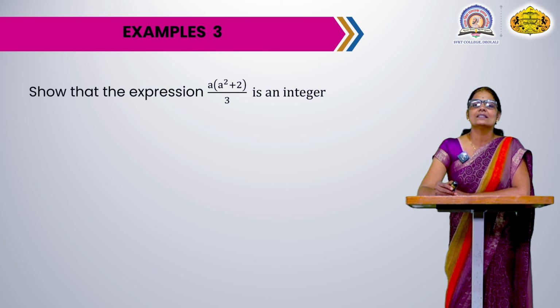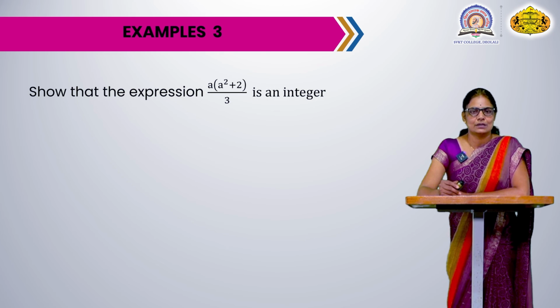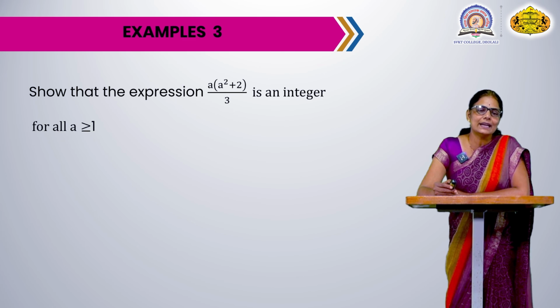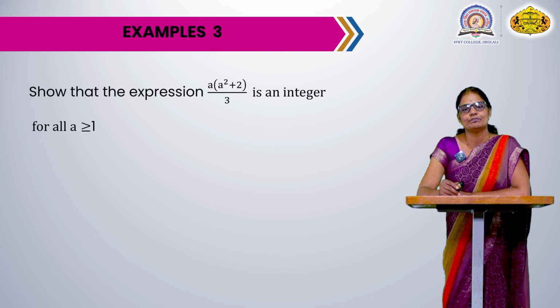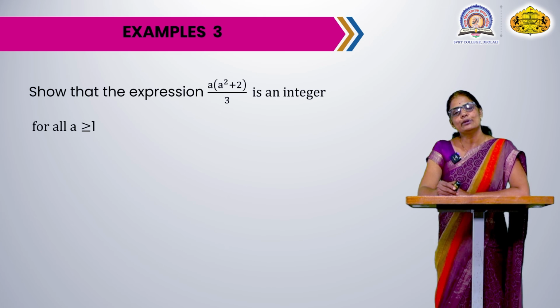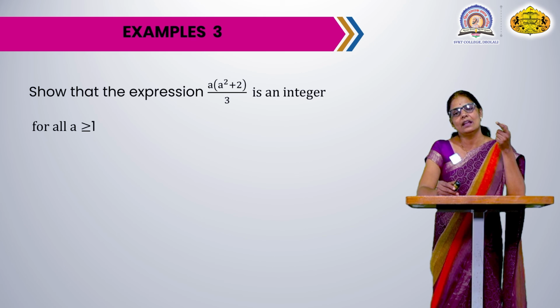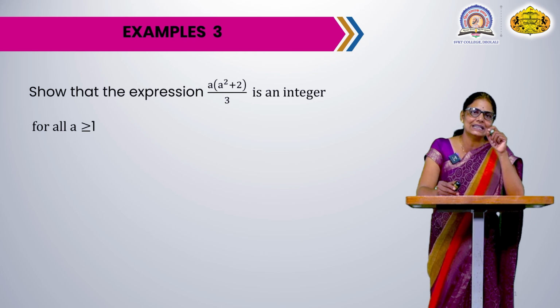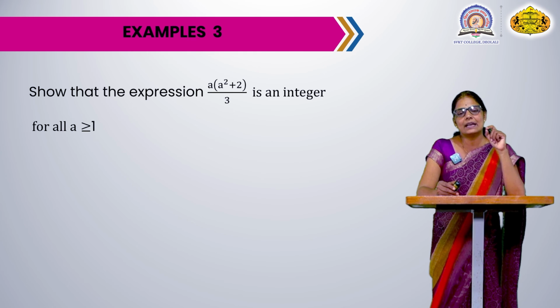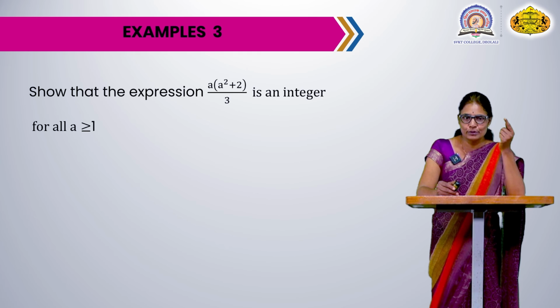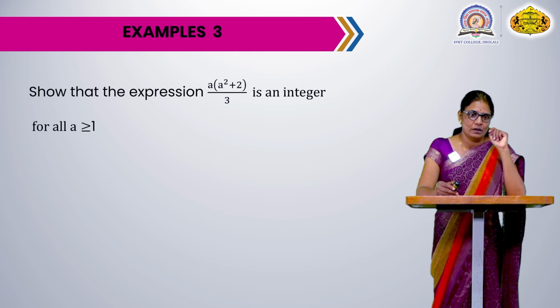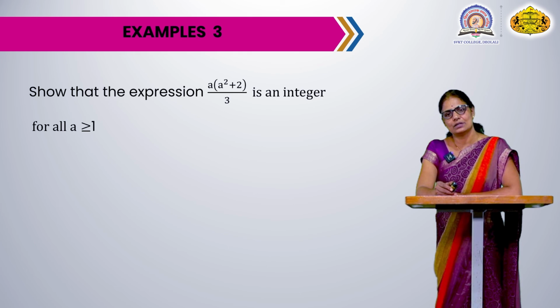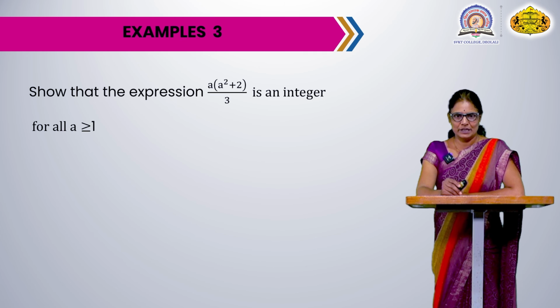Now let us consider the last example. Show that the expression a(a square plus 2)/3 is an integer for all integers a greater than or equal to 1. If you put different values of a, you can easily check whether this quotient is an integer or not. If I put a equal to 1, it is an integer. If I put a equal to 2, it is again an integer. So now let us prove this statement.